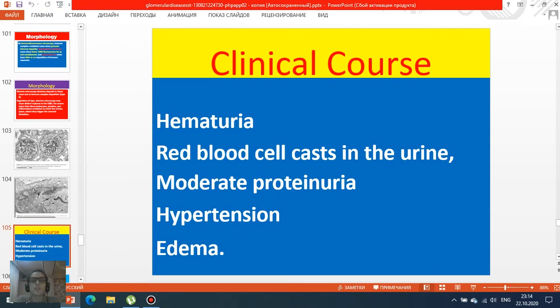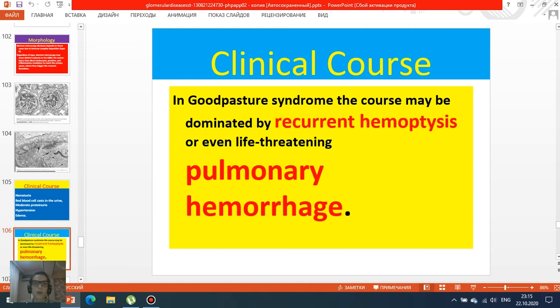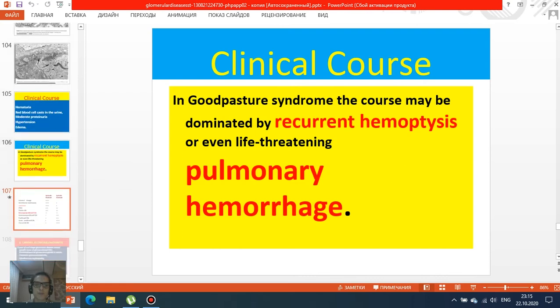Clinical manifestations: the clinical course of this form of glomerulonephritis has the following symptoms. It's hematuria, blood in the urine, red blood cell casts in the urine, moderate proteinuria, hypertension, and edema. In Goodpasture syndrome, the course may be dominated by recurrent hemoptysis or even life-threatening pulmonary hemorrhage.